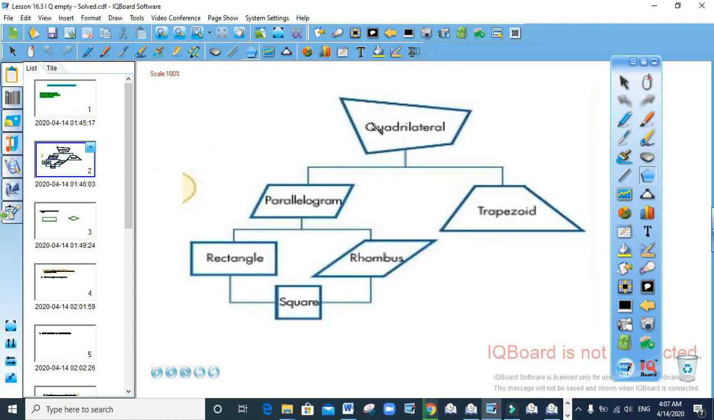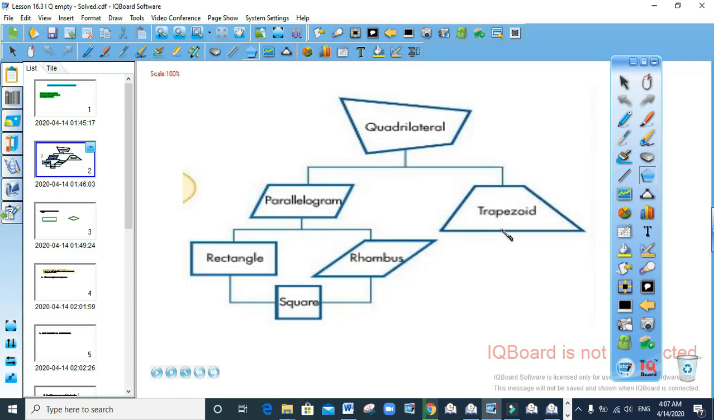Any shape that has four sides, 1, 2, 3, 4, is called a quadrilateral. So we said before that any shape with four sides is called a quadrilateral. This is the grandfather. If the shape has two pairs of parallel lines, it's called a parallelogram. If it has one pair of parallel lines, it's called a trapezoid.